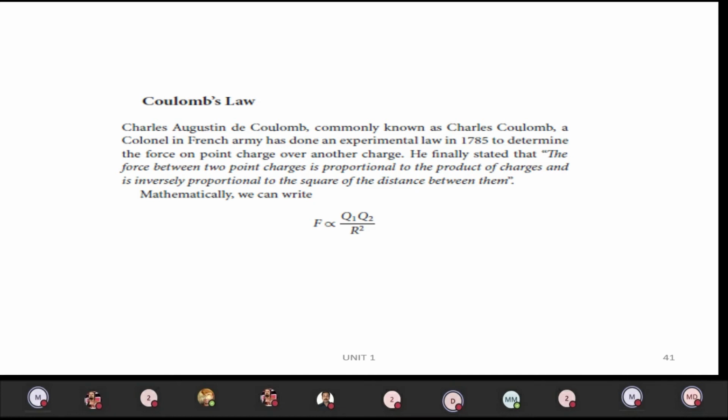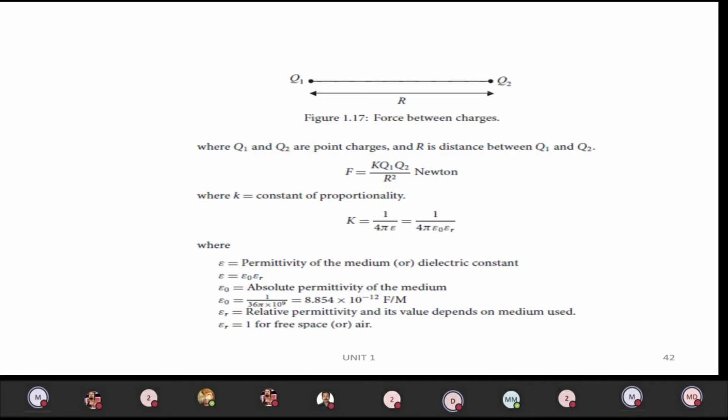The force between two point charges is proportional to the product of the charges and inversely proportional to the square of the distance between them. So force is directly proportional to the product of the charges Q1, Q2 and inversely proportional to the square of the distance between them, that is R square. To have a constant, we substitute K. K is called the proportionality constant, and K is equal to 1 by 4 pi epsilon.